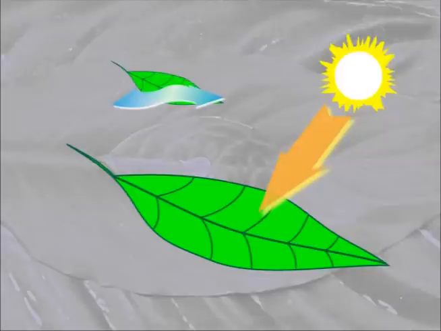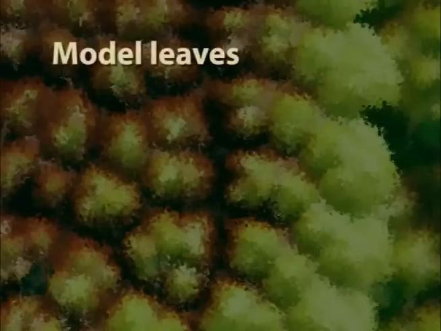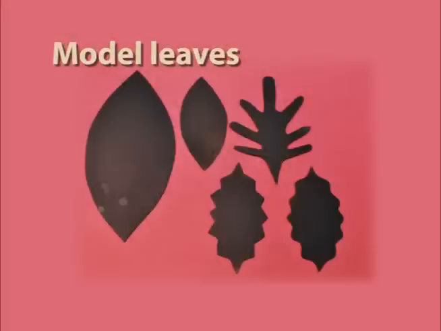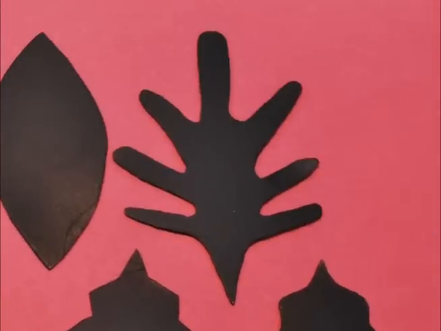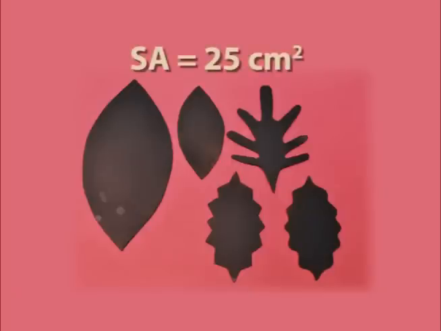Okay, what about those variations of leaf shape? That's next. Let's begin, as we did with size, with some leaf models of different shapes. We'll use four: our small leaf with a smooth margin, one with a wavy margin, one with a pointy margin, and a lobed model. All have surface areas of 25 square centimeters, so they'll all be absorbing the same amount of radiative heat.